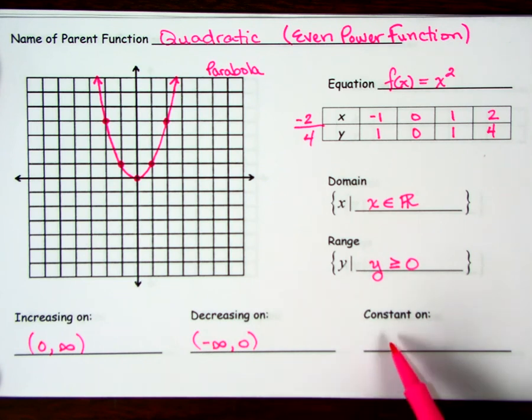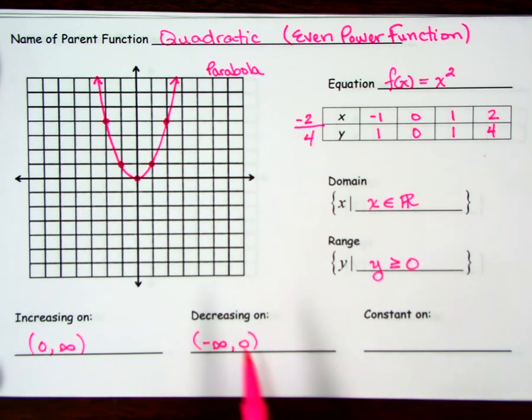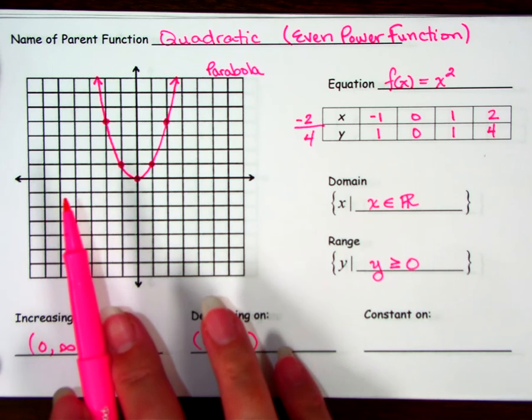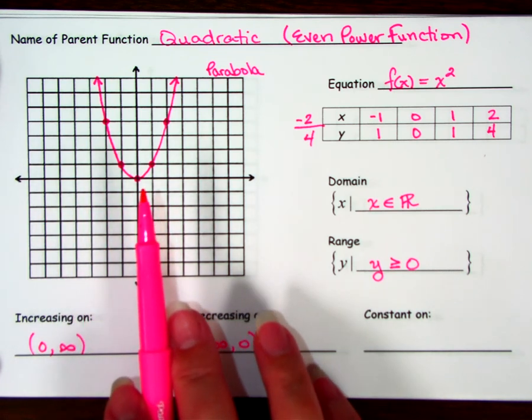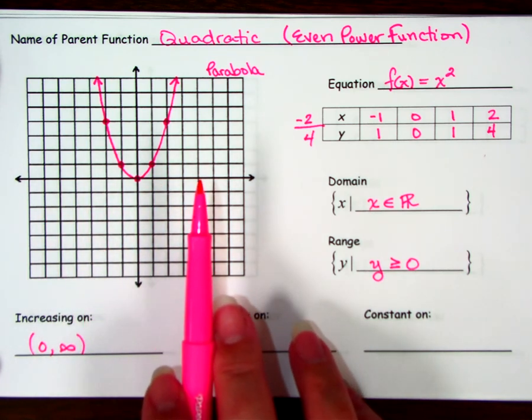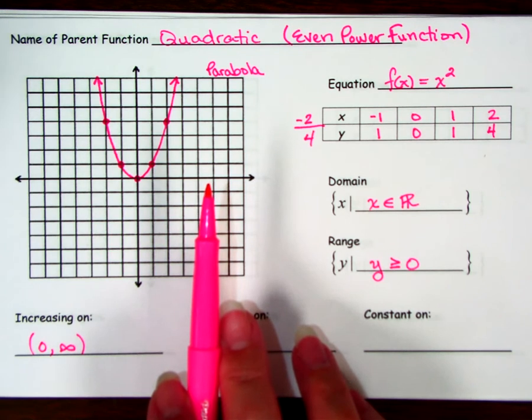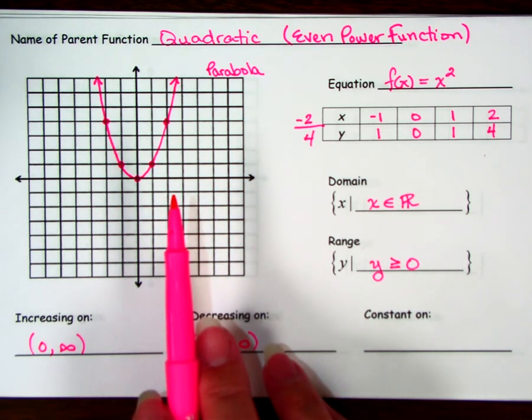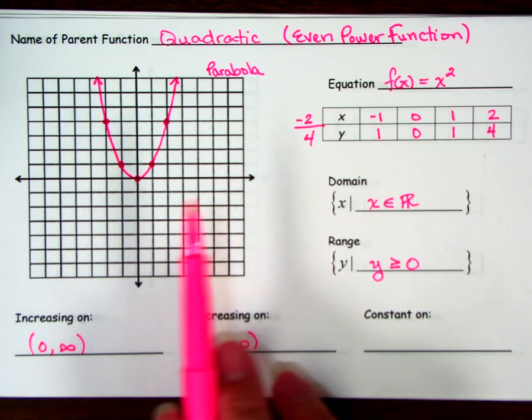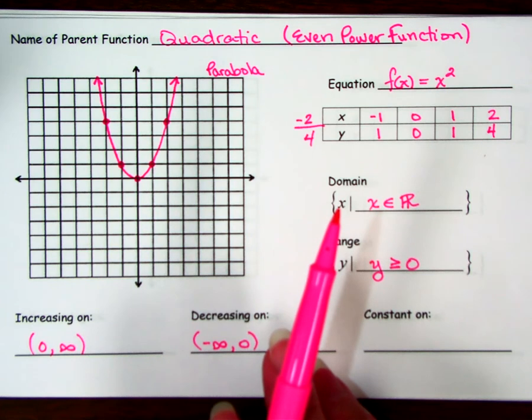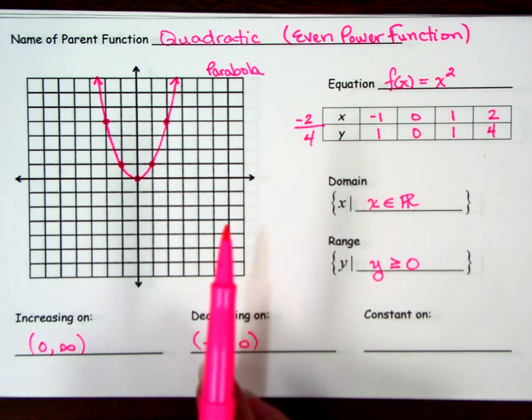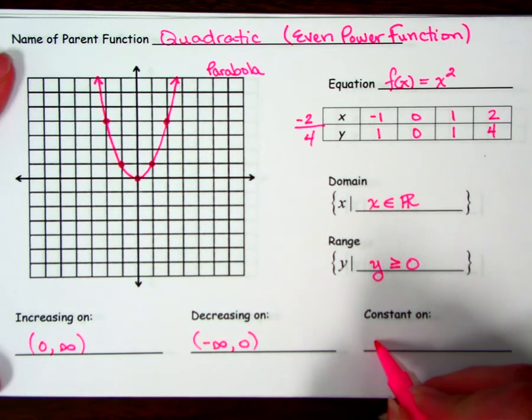Now for constant. For it to be constant, as I move my pen from left to right, I have to be going neither up nor down. And at no point on this graph does it ever actually stay the same from one point to the next. It's always either going up or it's going down. So this graph is never constant.